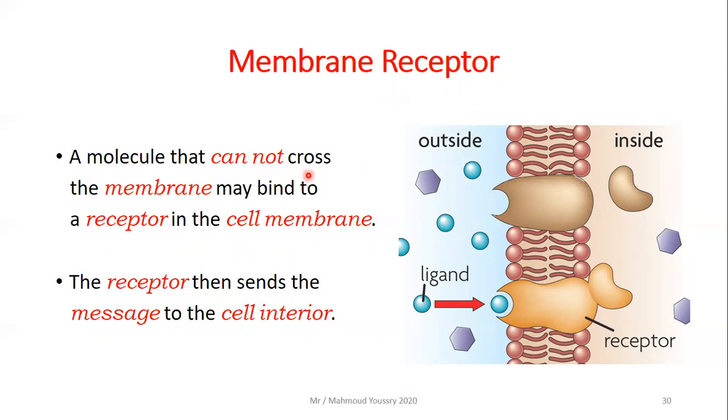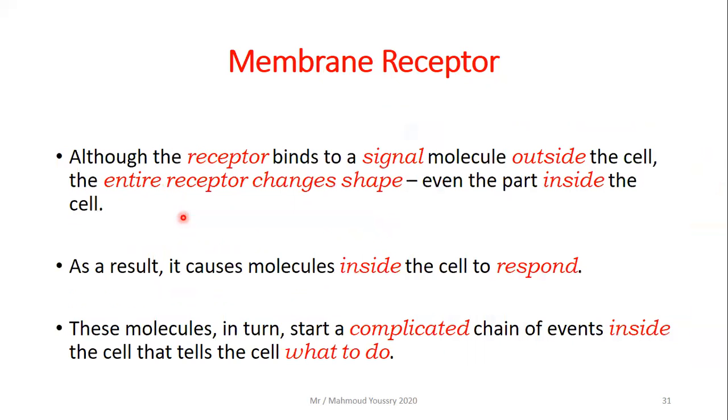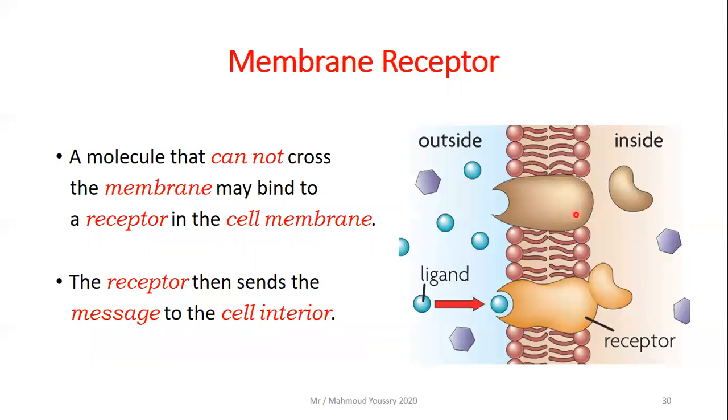A molecule that cannot cross the membrane may bind to a receptor in the cell membrane. In this case, the receptor then sends the message to the cell interior. So it gives the message to the inside of the cell. Although the receptor binds to a signal molecule outside the cell, the entire receptor changes, even the part inside.